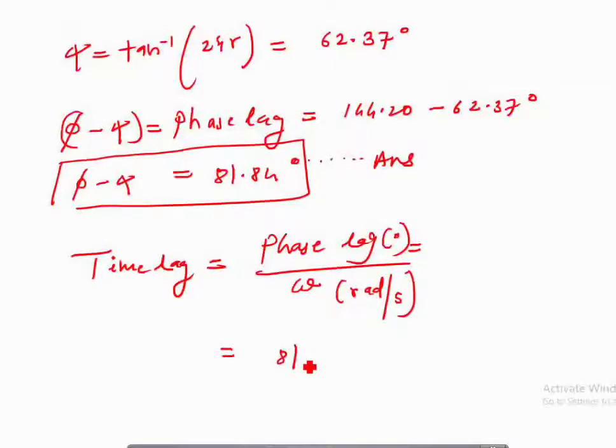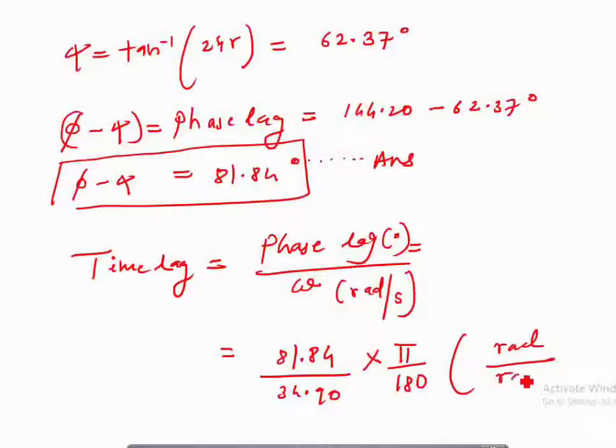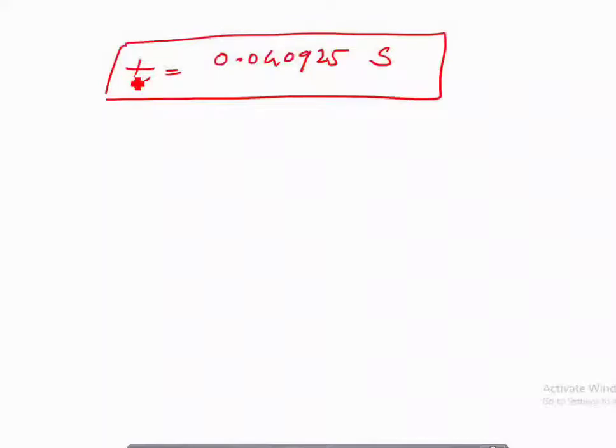So I am getting 81.84 divided by this 34.90, multiplied by, let's convert it into radian, pi over 180. So this becomes radian divided by radian per second, and radian gets cancelled, so you are getting time lag in seconds. So finally you are getting time lag t is equal to 0.040925 seconds. So this is how you have to calculate the time lag and the steady state amplitude.